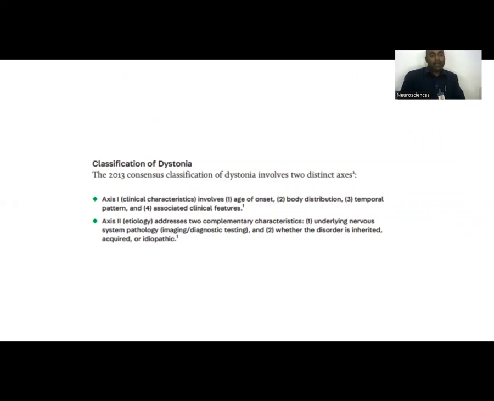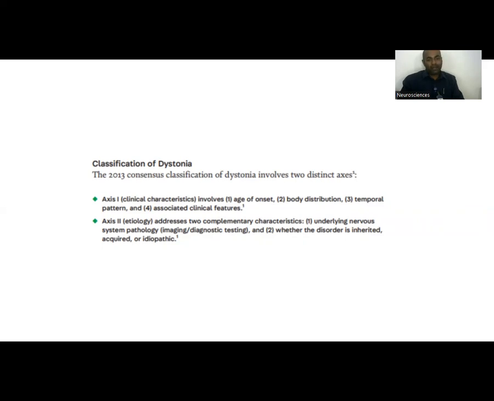So coming to the clinical approach, in this 2013 paper, they have classified dystonia into two distinct axes. Axis one is the clinical characteristic, that is age at onset, body distribution, temporal pattern, and associated clinical features. So axis one is the dystonia syndrome. Based on these features, they have classified into various dystonia syndromes. The axis 2 is the etiology.